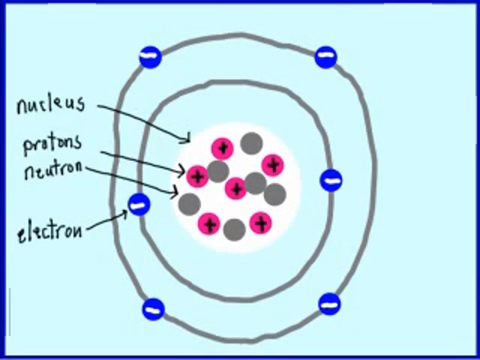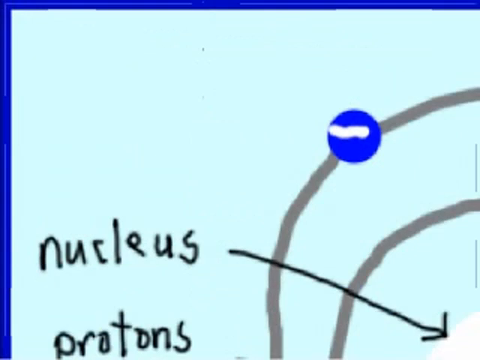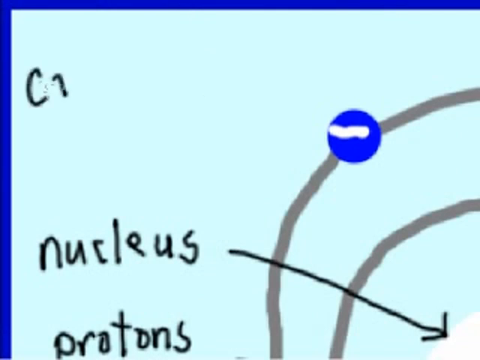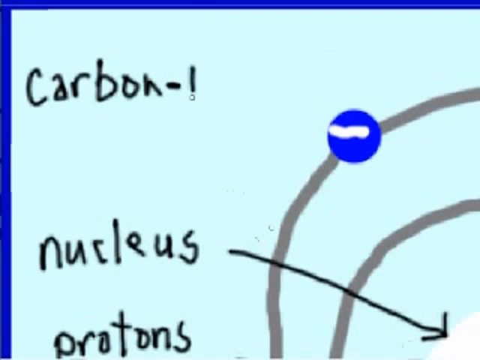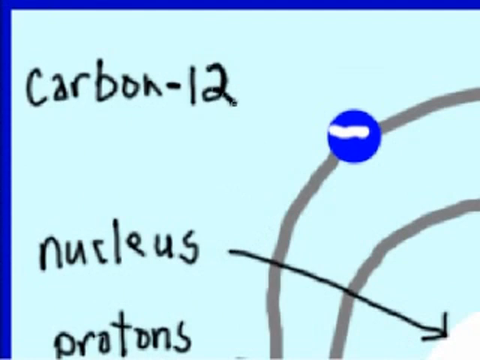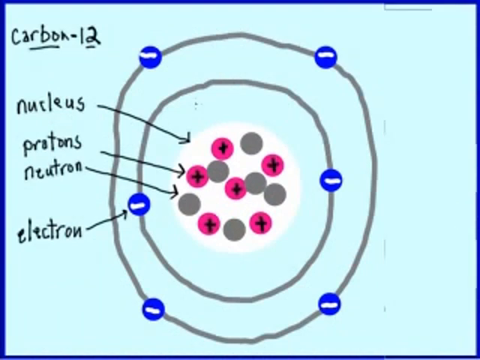And this atom has a name because it has 6 protons. Because it has 6 protons, it is called carbon, because all carbon atoms have 6 protons. If we look back in the nucleus, let's count the particles in the nucleus. There are 6 protons and there are 6 neutrons. And so this specific atom is carbon 12. Carbon because it has 6 protons, 12 because it has 12 particles in the nucleus. And this is an atom.